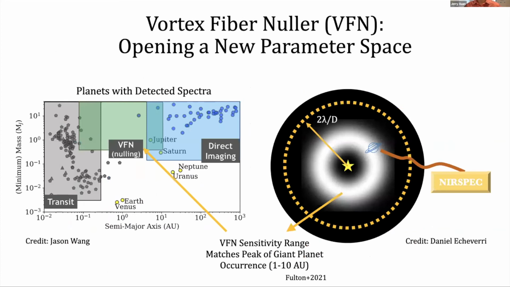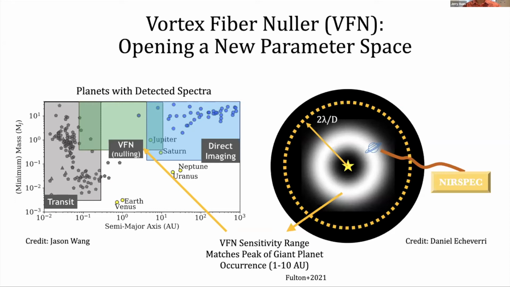Finally, I wanted to talk about the vortex fiber nuller, which is opening a new parameter space of discovery. I think the previous speakers have highlighted this gap in our detection sensitivity of exoplanets, which occurs at roughly a few AU. And here I'm just talking about planets where we can actually detect their spectra and do detailed characterization. So a few AU is challenging because for nearby stars, this corresponds usually to the diffraction limit, even for Keck.